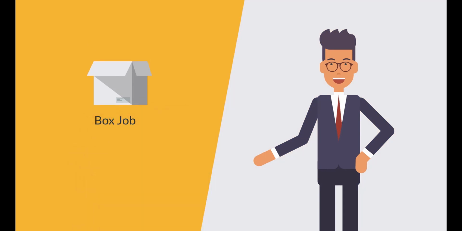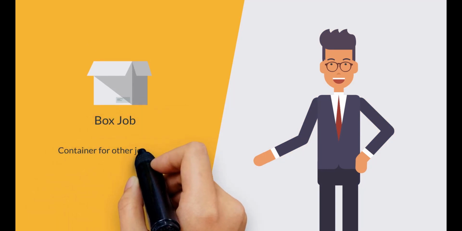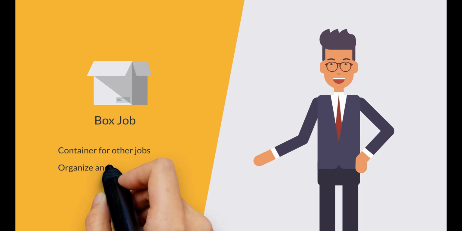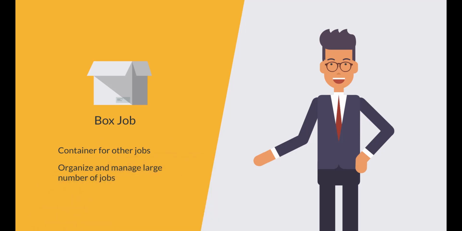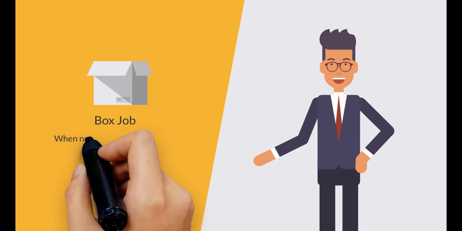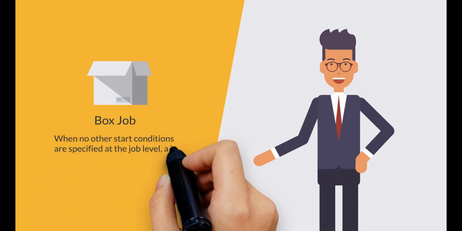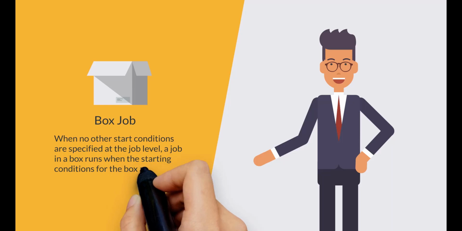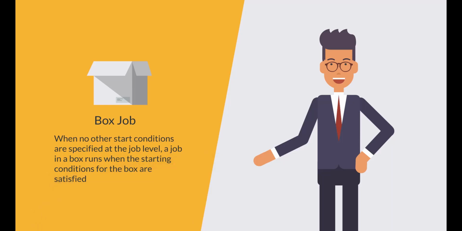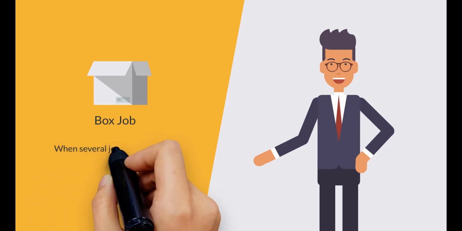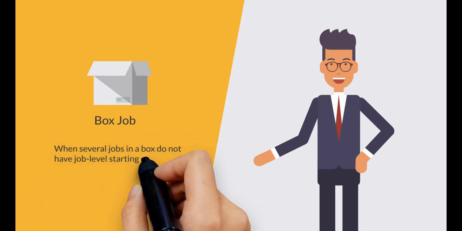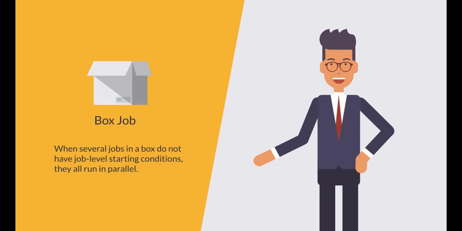A box is a container for other jobs. You can define a box job to organize and manage large number of jobs with similar starting conditions. When no other start conditions are specified at the job level, a job in a box runs when the start conditions for the box are satisfied. When several jobs in a box do not have job level starting conditions, they all run in parallel.